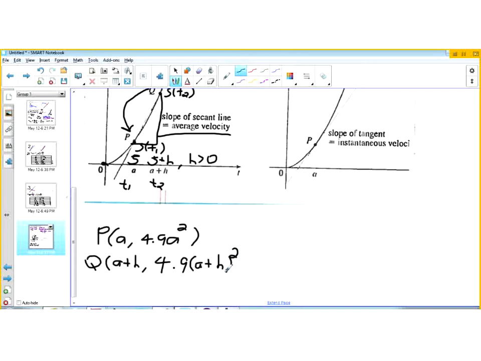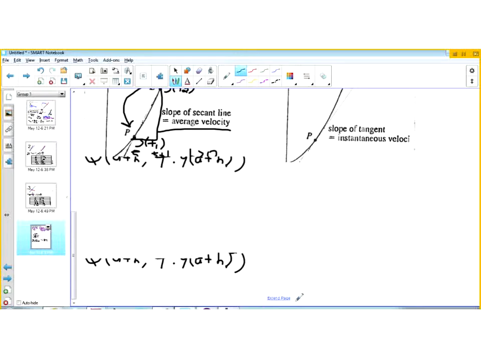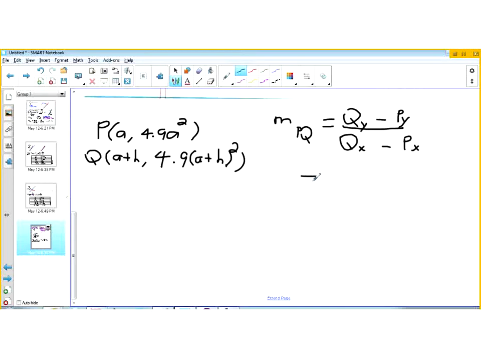Okay, so there's our points P and Q. And then the slope of the secant line, well, that's just the ordinate of Q minus the ordinate of P, divided by the abscissa of Q minus the abscissa of P, right? And so let's go ahead and plug in the quantities.